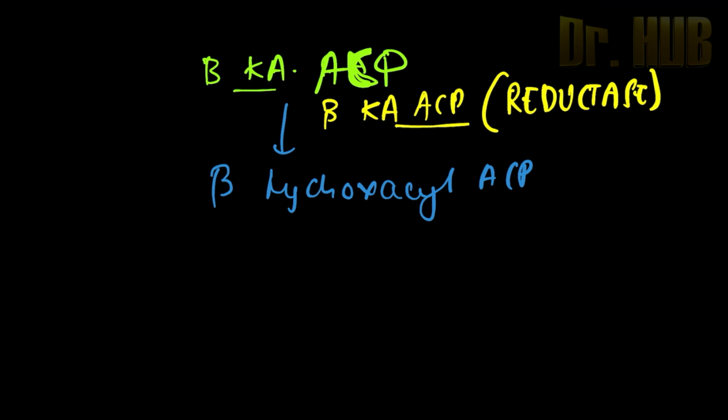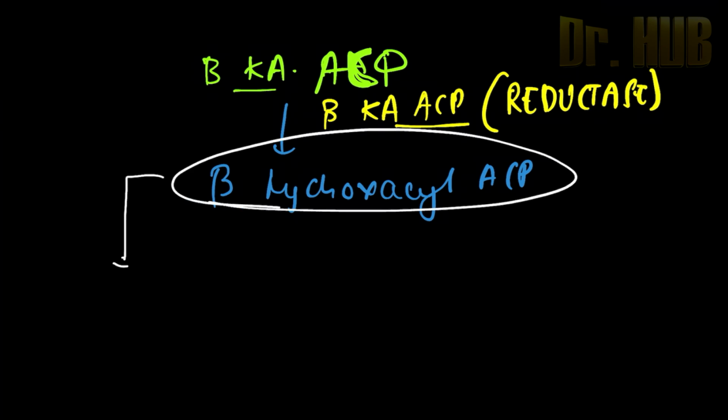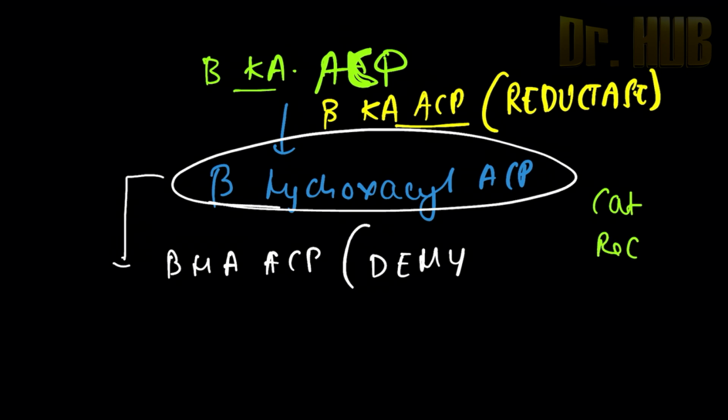Next, from this beta hydroxyacyl ACP, it moves on in the presence of the beta hydroxyacyl ACP dehydratase. First we saw synthase, then we saw reductase, and now we have the dehydratase. This is converting it to the trans-enoyl ACP.